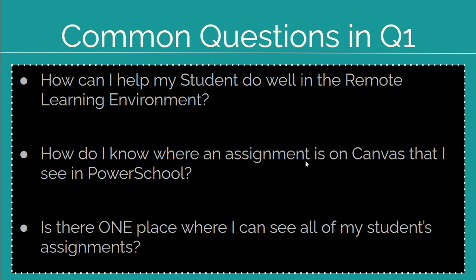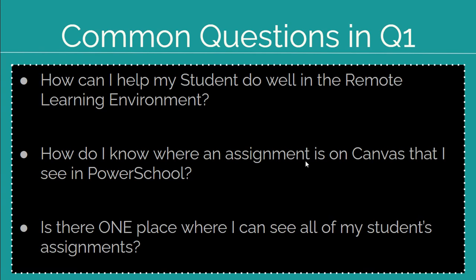The second question, how do I know where an assignment is on Canvas that I see in PowerSchool? We know that this was a big challenge throughout different courses in quarter one. And so one of the things that we did is all teachers will have grades enabled on their navigation bar. When you go into grades on Canvas, you will clearly see any late or missing assignments. It'll be in red and it will alert you. It'll also allow you to look through the assignments and click in and open any assignments that you want to resubmit or work on.